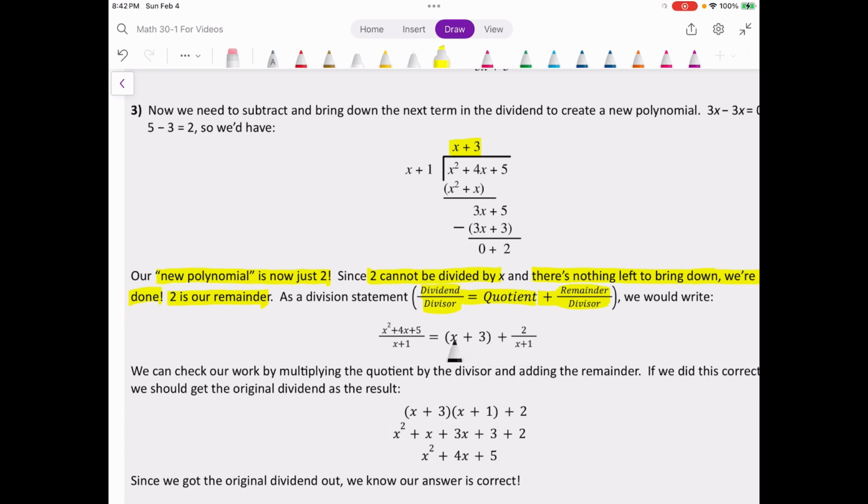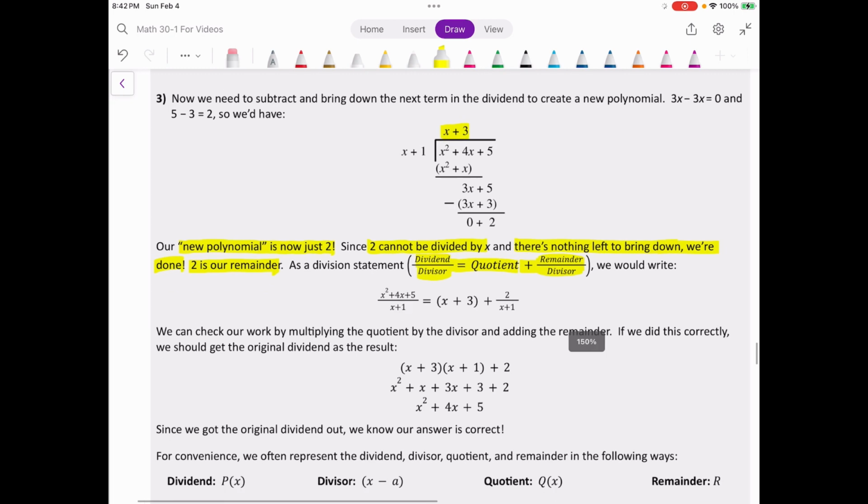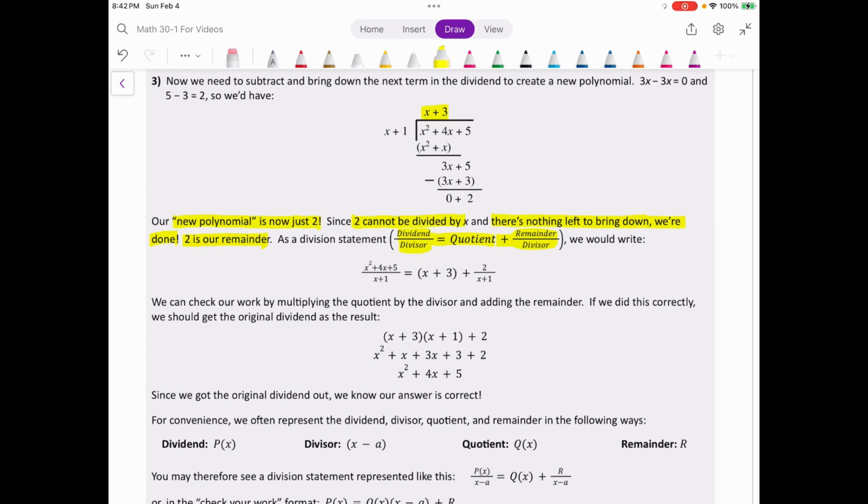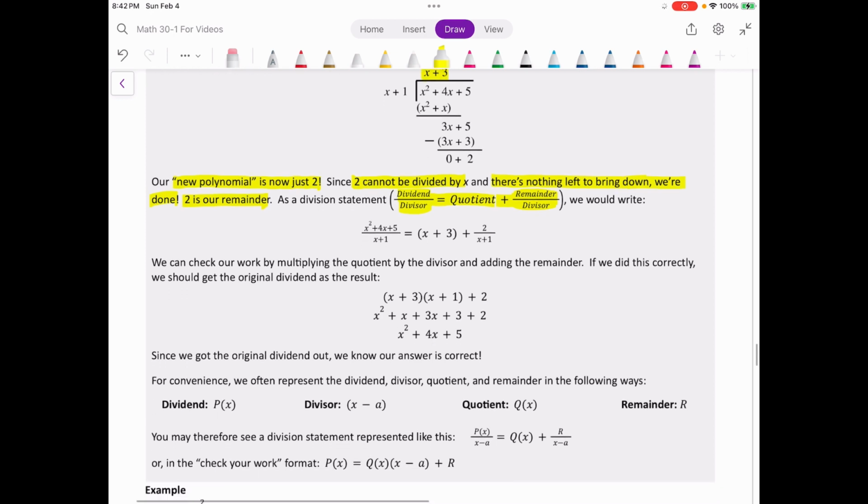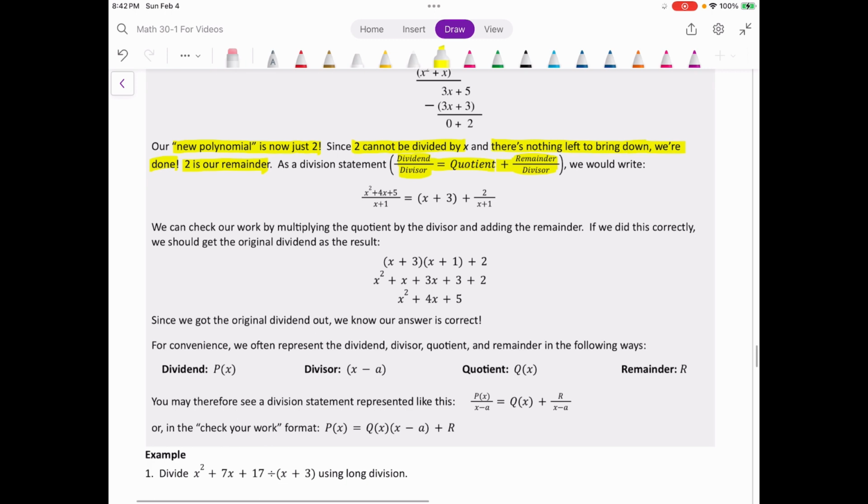Right? We can fit x plus 3, x plus 1s into this with a leftover of 2 over x plus 1. I know it gets a little bit abstract because we're not dividing numbers here, we're dividing functions, so it can be a little bit weird to think about, okay? But we just divided a trinomial by a binomial, and this is the quotient and the remainder, and that's our division statement. How could we check our work?